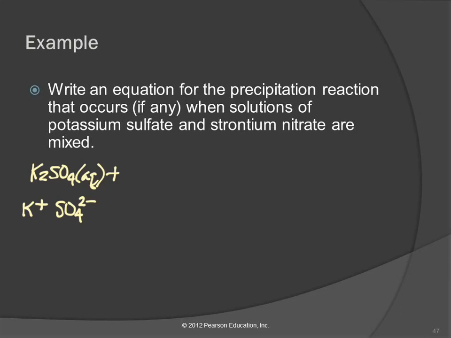Strontium. Strontium's Sr. What group is that in on the periodic table? Oh, no periodic table. Group 2, 2 plus ion. So Sr 2 plus, and we've used nitrate recently, so hopefully you remember that, NO3 minus. So putting these together, Sr(NO3)2, aqueous.